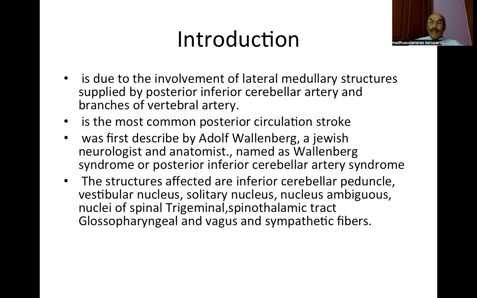The structures affected are the inferior cerebellar peduncle, nuclei of the glossopharyngeal and vagus nerves, the vestibular nucleus, solitary nucleus, nucleus ambiguus, and the nuclei of the spinal trigeminal, then the spinothalamic tract, and descending sympathetic fibers. These are the structures that are located in the dorsolateral part of the medulla, and these structures are involved in the infarct.